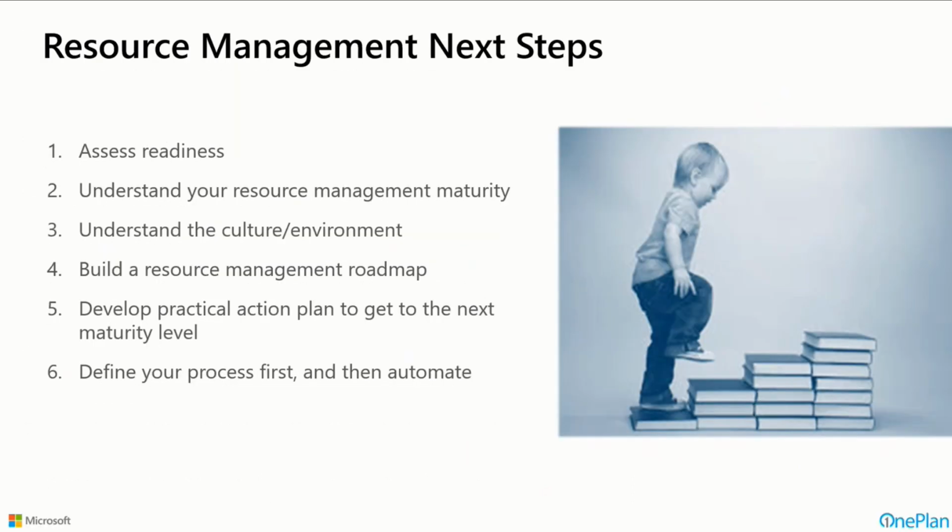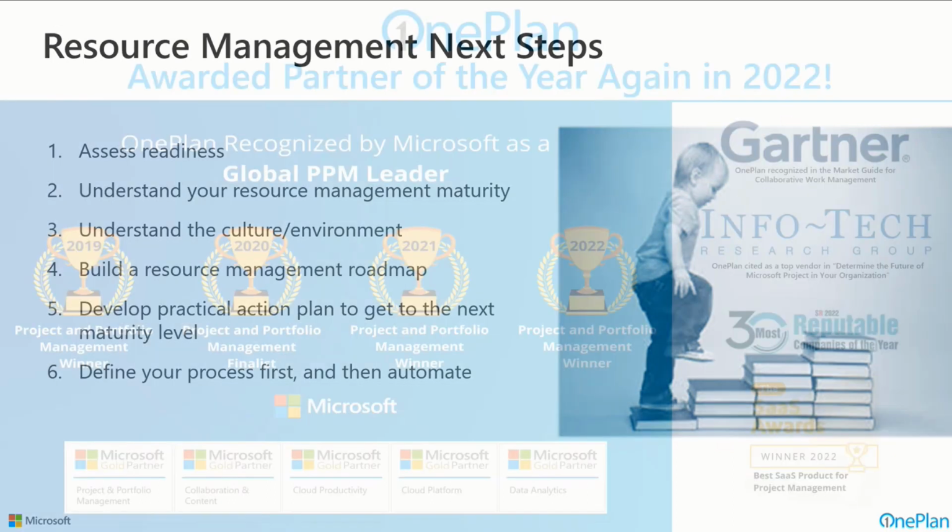Now, resource management next steps: do assess your readiness, understand your resource management maturity, and then understand the culture and the environment that you're in. And then build a resource management roadmap that's realistic so that you can do things incrementally that you can sustain over time, and then develop a practical action plan to get there. So define your process first, at least the initial stages, and then we can help you automate that within OnePlan and Project for the Web.